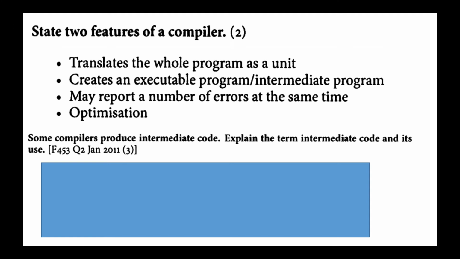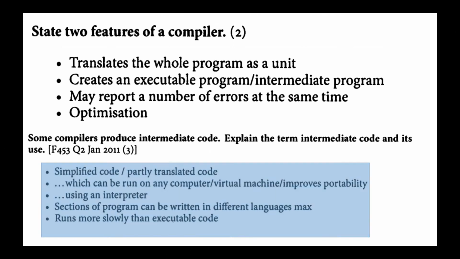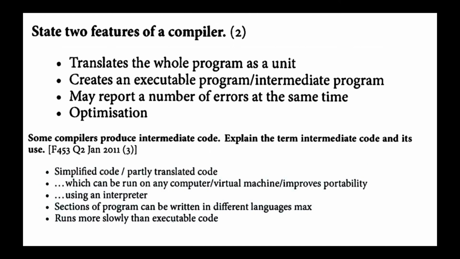So some compilers produce intermediate code, explain the term intermediate code and its use. Simplified code or partially translated code, which can be run on any computer with a virtual machine, improves portability using an interpreter. Sections of program can be written in different languages. I think that's meant to be a programming language. Runs more slowly than executable code.